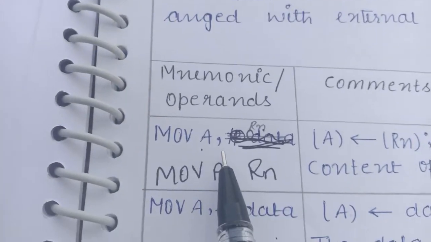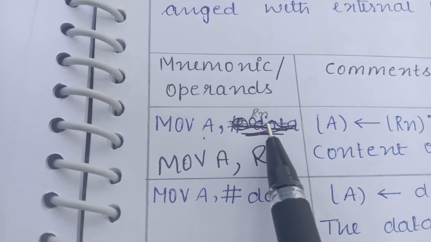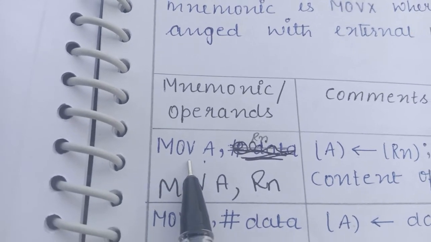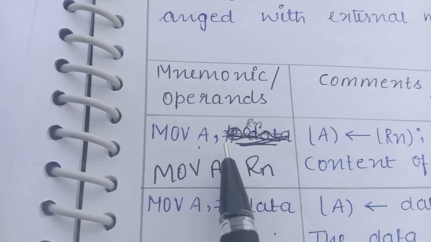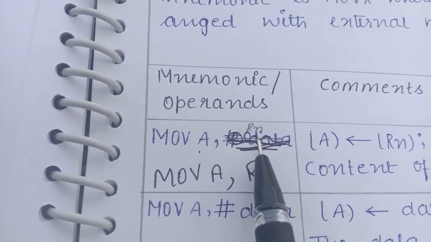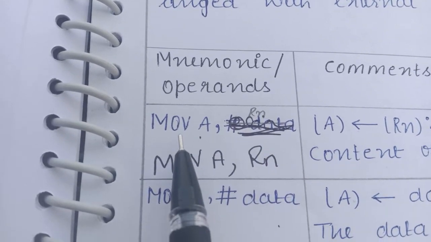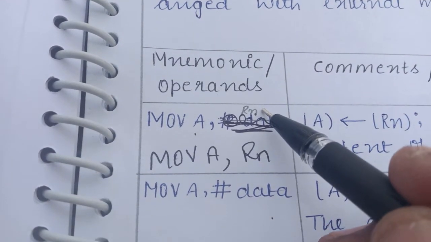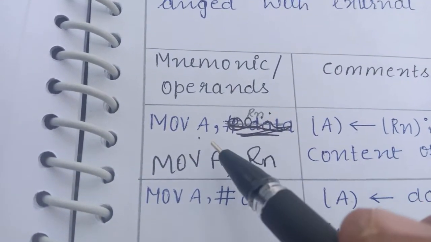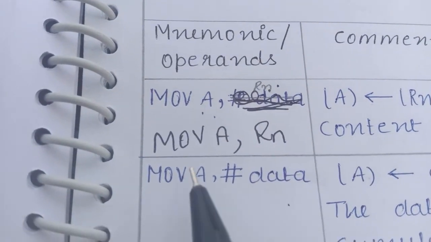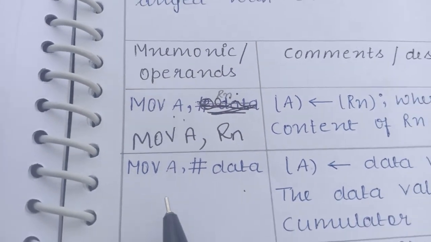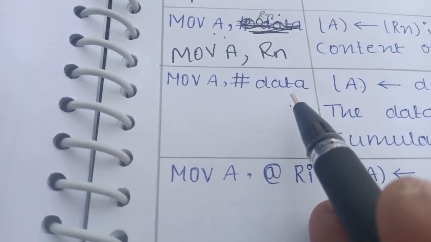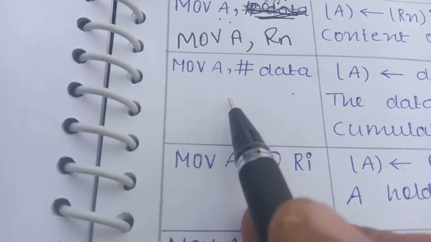Then the first instruction is MOV A, Rn. In these instructions, on the left side, after writing the opcode of the instruction, first we will write the destination and on the right side we will write the source. So MOV A, Rn means move the content of register Rn of the selected register bank to the accumulator. Next one is MOV A, #data. Move the 8-bit data given in the instruction to the accumulator.